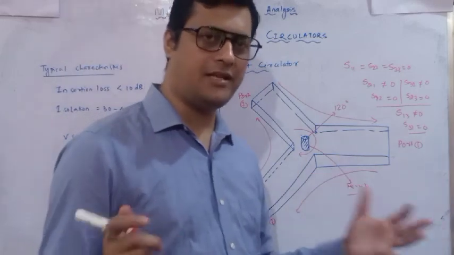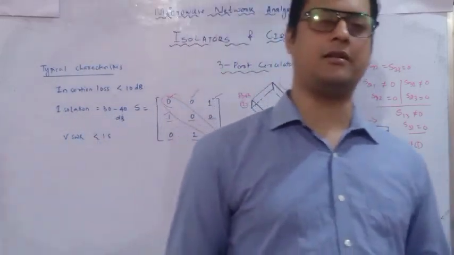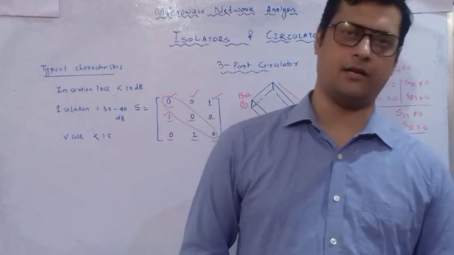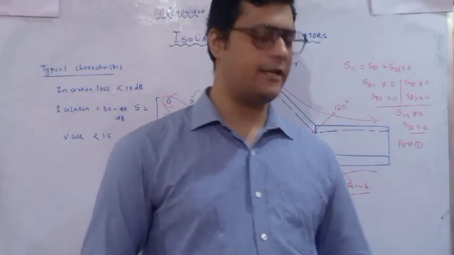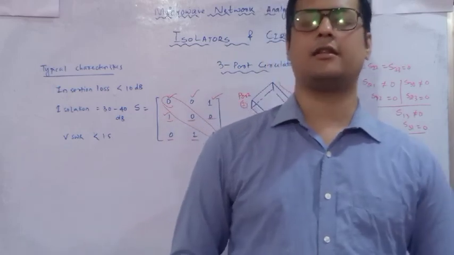So these are the basic representation, basic working principle for isolator and circulator. Next class we are going to solve a few numericals regarding the directional coupler, isolators and circulator.